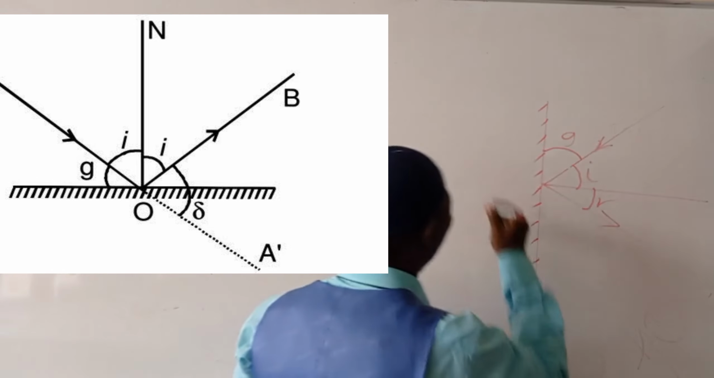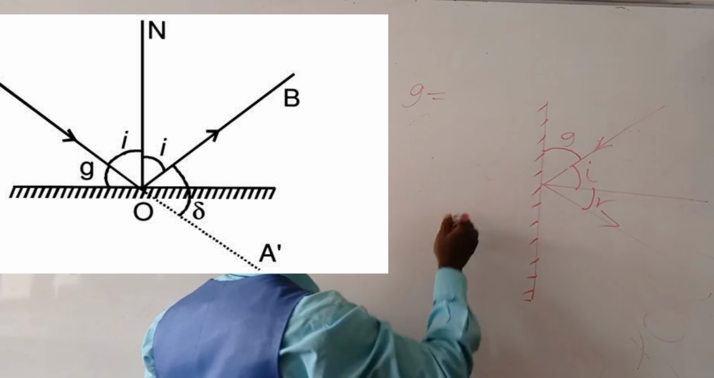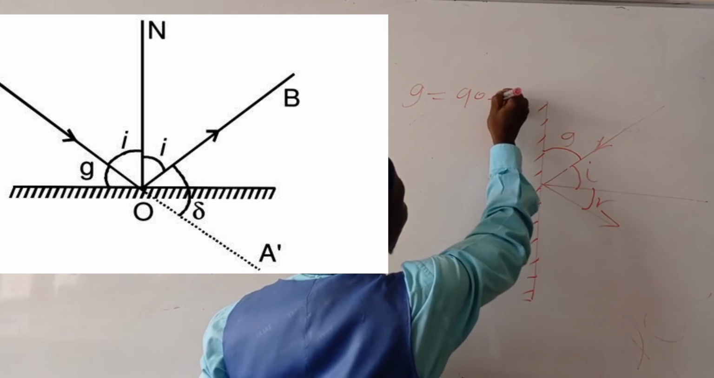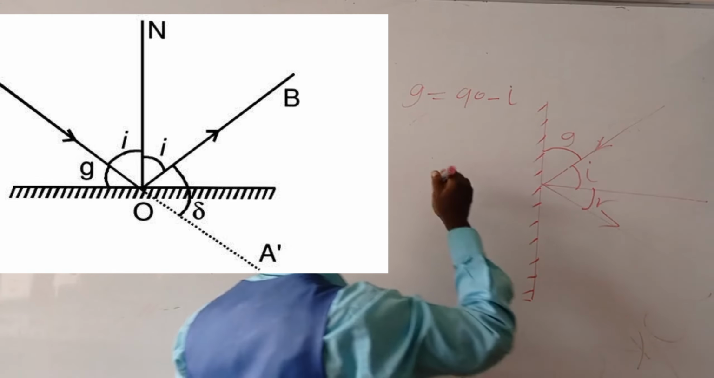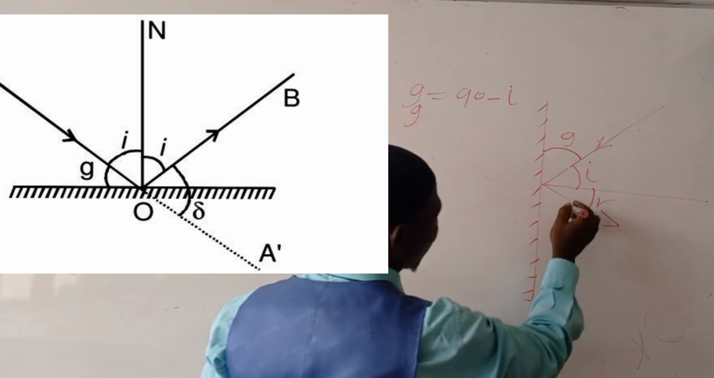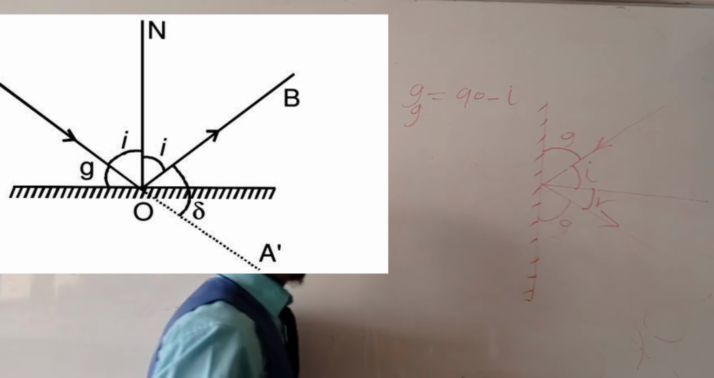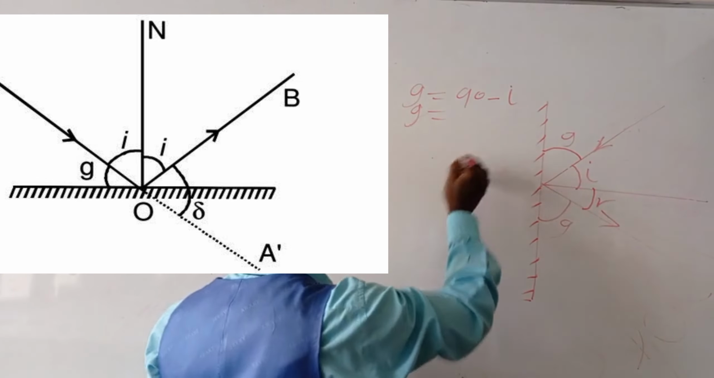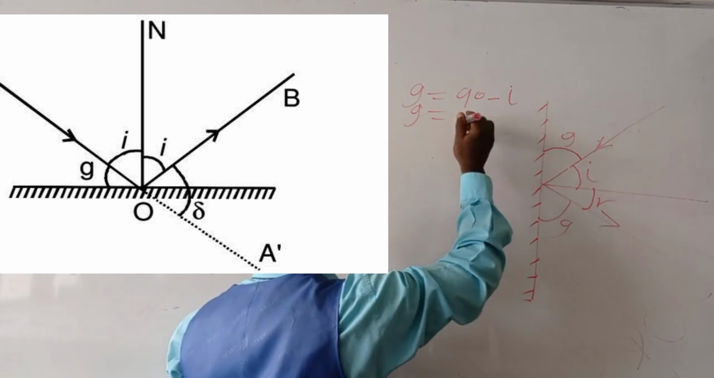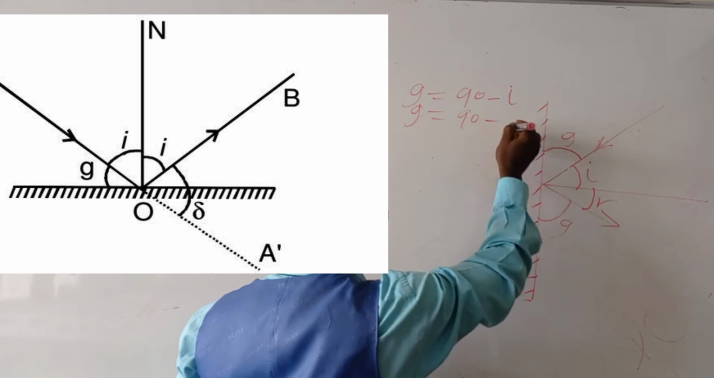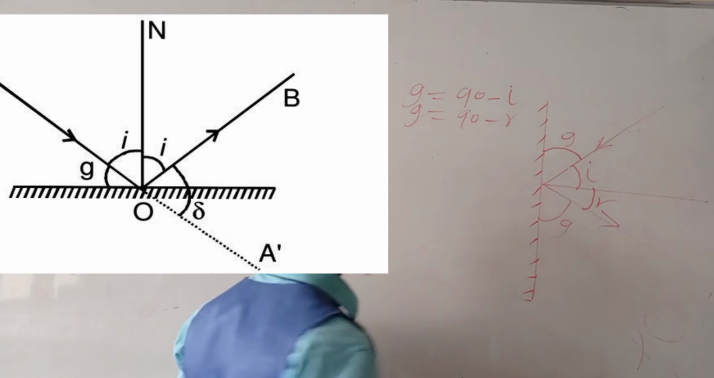Therefore, angle of glancing G is equal to 90 minus angle of incidence, or angle of glancing G, because this one too is angle of glancing. This and this, they are equal. Since this and this are equal, therefore, angle of glancing can either be 90 minus angle of incidence or 90 minus angle of reflection.